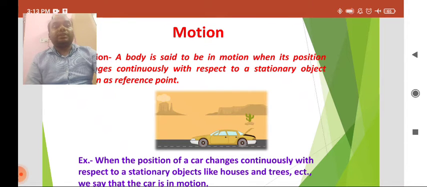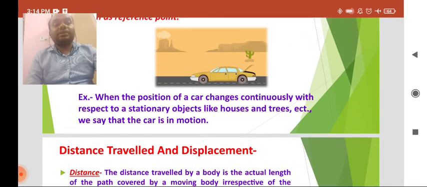As you see in the figure, when the position of a car changes continuously with respect to a stationary object like houses and trees, we say that the car is in motion. In this figure, the car is in motion.